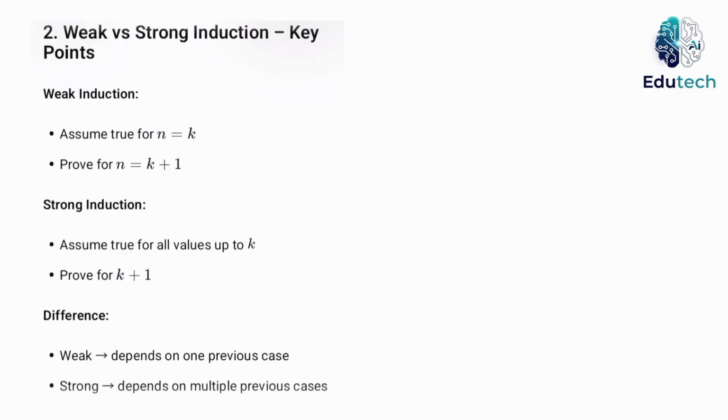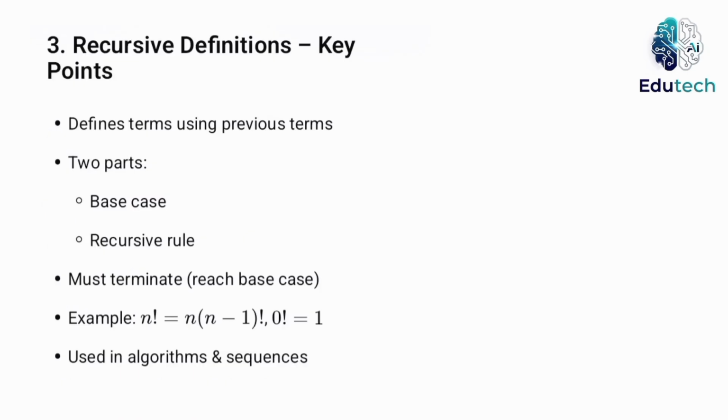Differentiate between weak and strong induction. Weak induction assumes that a statement is true for a single value k and uses this to prove it for k+1. Strong induction, on the other hand, assumes that the statement is true for all values from the base case up to k, and then proves it for k+1. While both methods are logically equivalent, strong induction is more useful when the proof of a case depends on multiple previous cases rather than just the immediate predecessor.